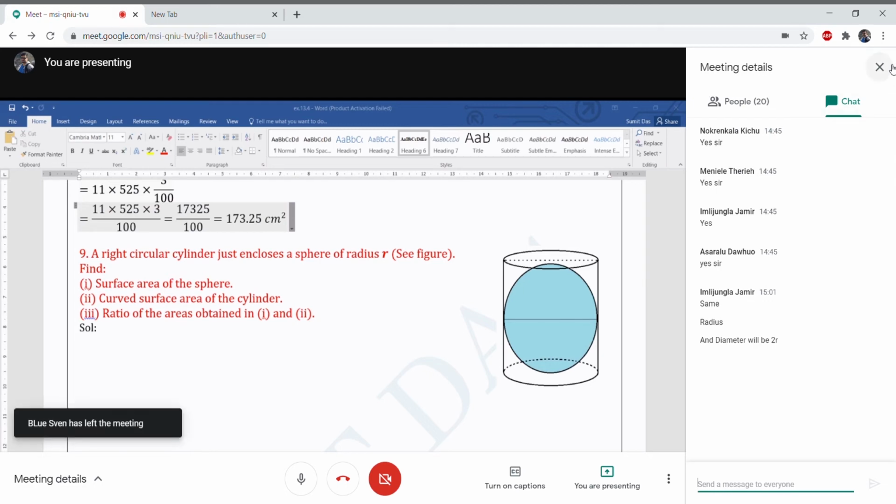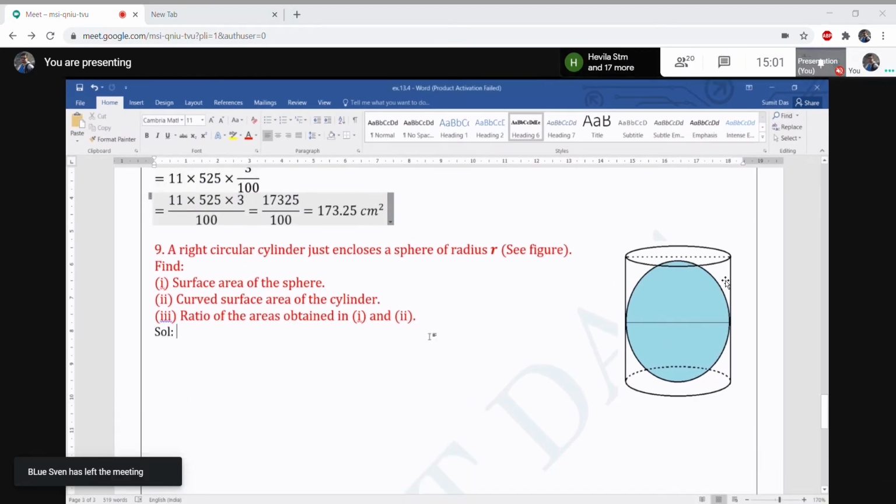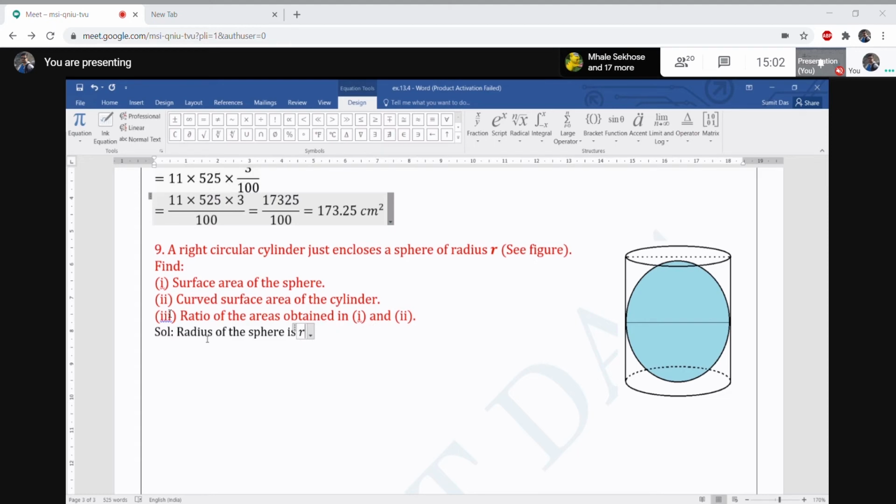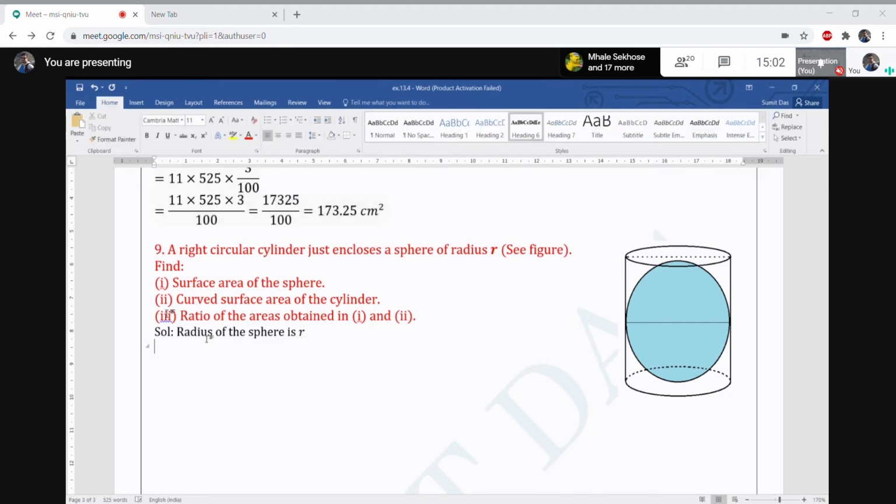Yes, very true. You can see the radius, for that reason I put a line here. This is the radius of the sphere, and at the same time this is the radius of the cylinder also. Okay, so we may write like this: radius of the sphere is r. So for number one, we don't need any other thing because we have to find the surface area.